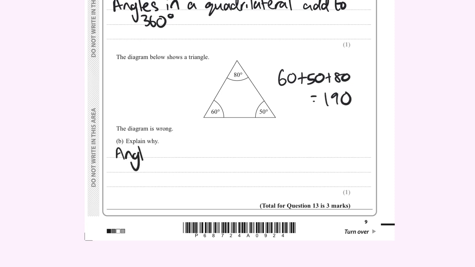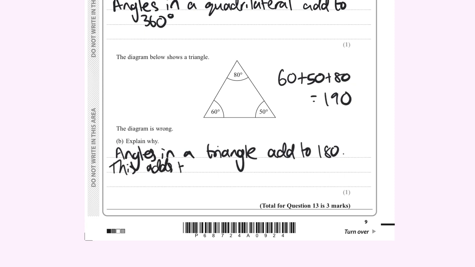So I'd say angles in a triangle add to 180. This adds to 190. So the diagram must be wrong. Or is wrong. Right, that's fine. Right, that's perfectly good reasoning. Onwards and upwards.